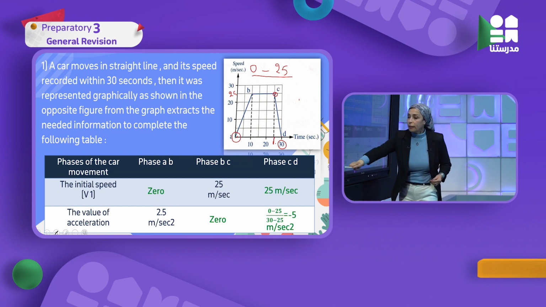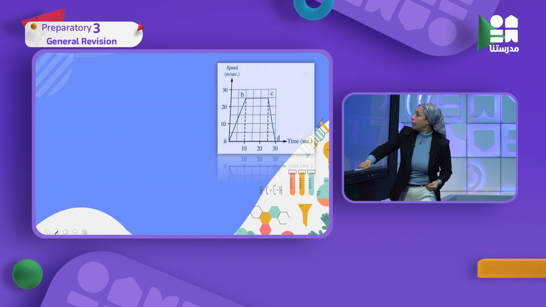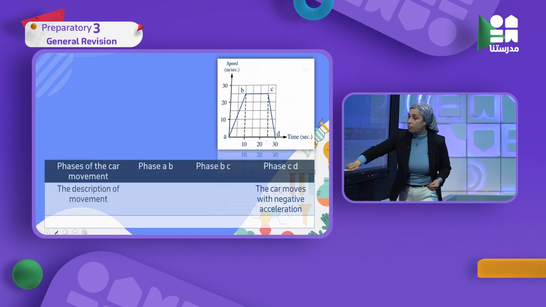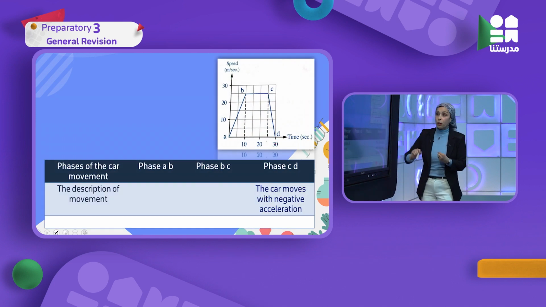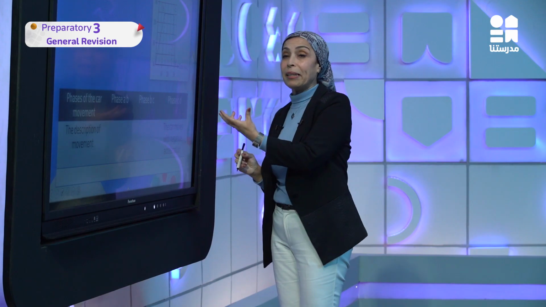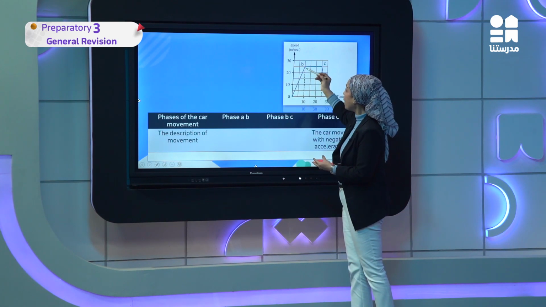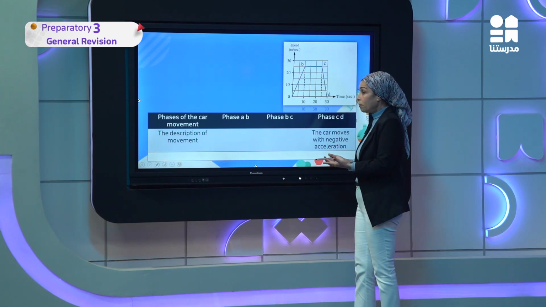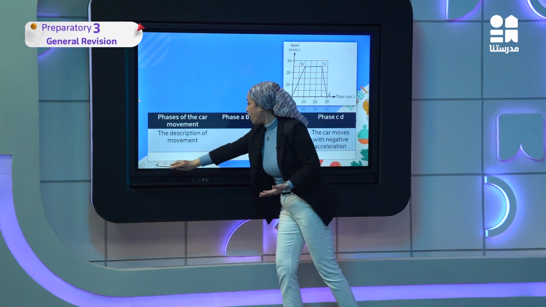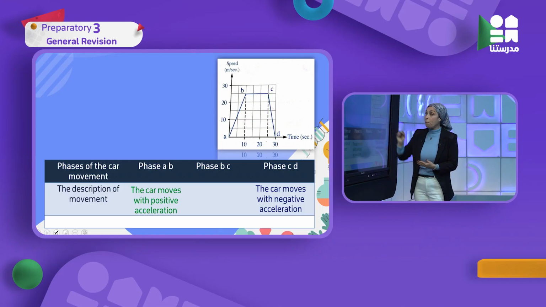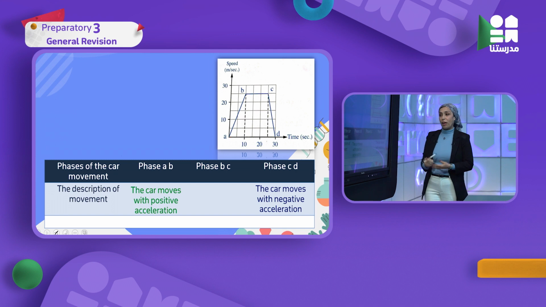نكمل. The same graph, طالب مني question تاني بيقول لي describe the movement. Description of the movement, I said احنا بنتعلم من الجراف to analyze the graph. طب how can I describe the movement in phase AB؟ الكار ماشية from A to B. Can you know now? Yes, easy. It's moving with positive acceleration. بزود السرعة. بدأت بزيرو and then 10 and 20 and so on. So I'm moving with positive acceleration.